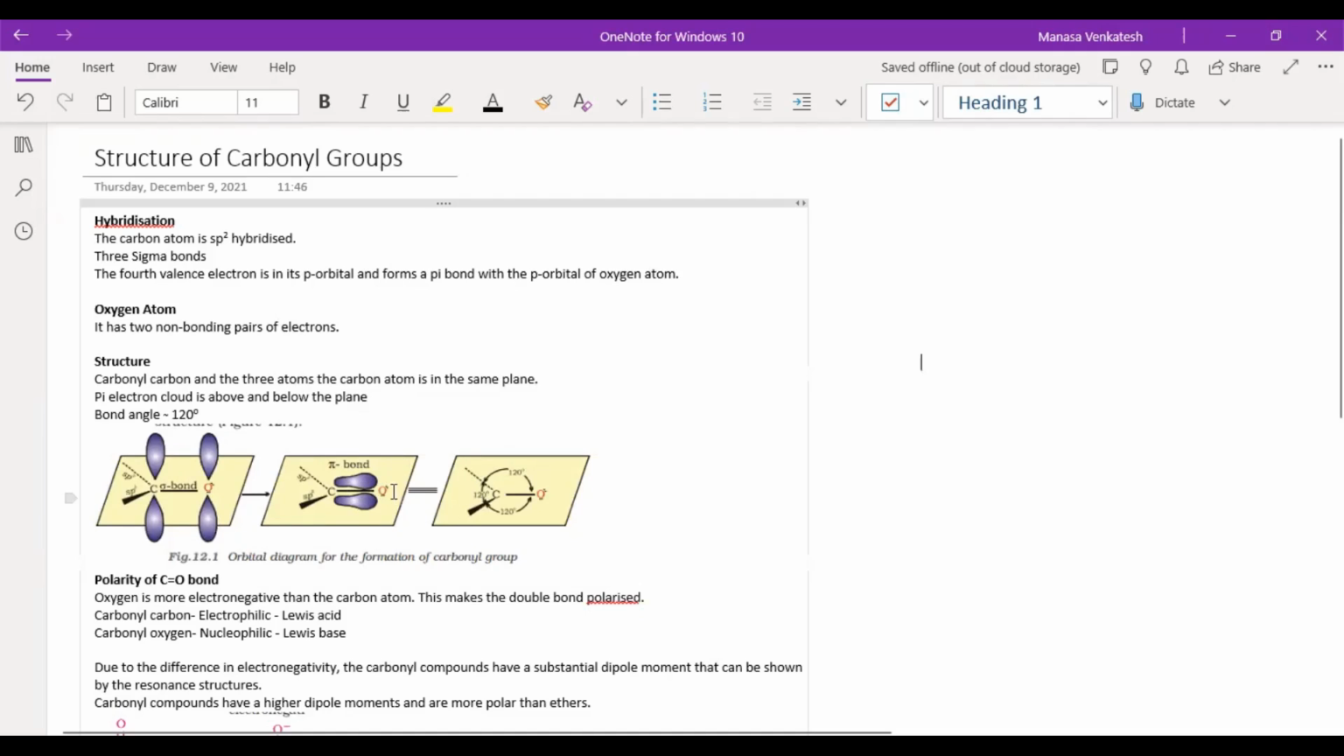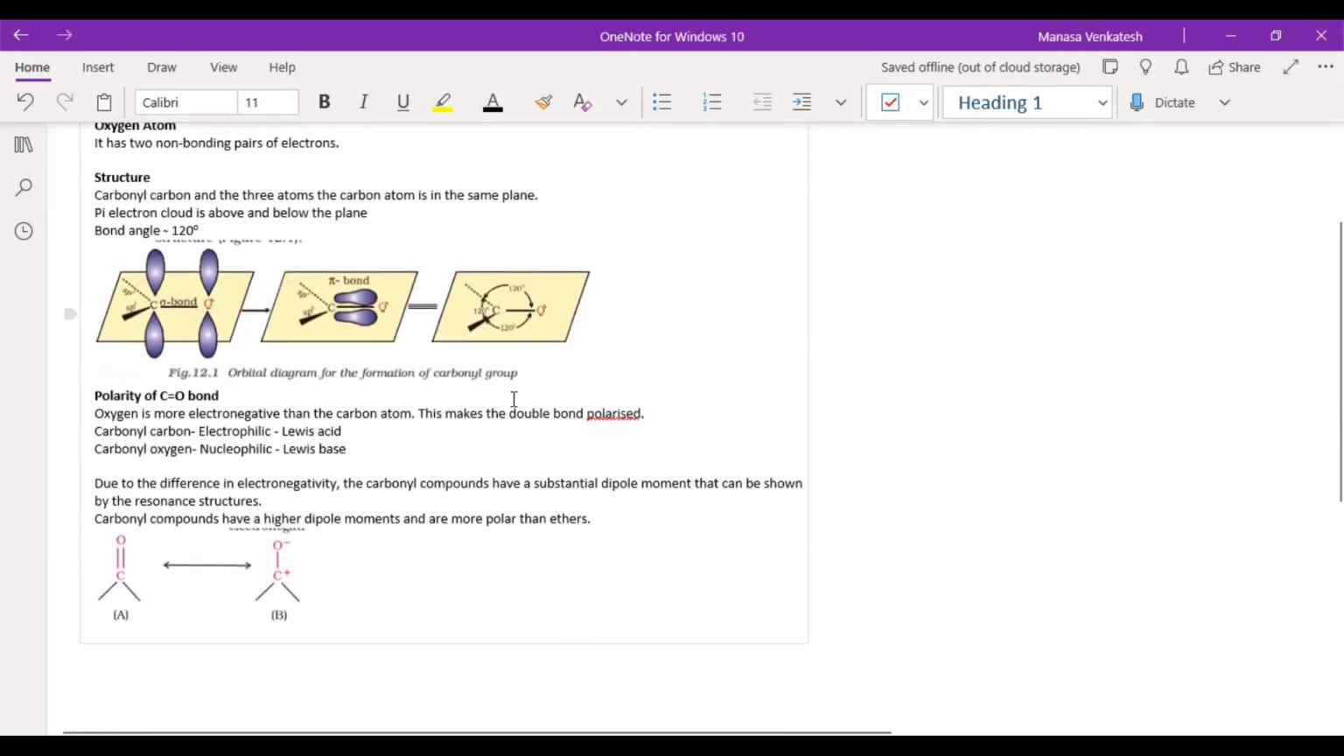The oxygen atom is going to have two lone pairs of non-bonding electrons, and the structure as such is going to be planar. The three sigma bonds are going to be in the same plane, whereas the pi cloud is going to be above and below, and it has a bond angle of 120 degrees.